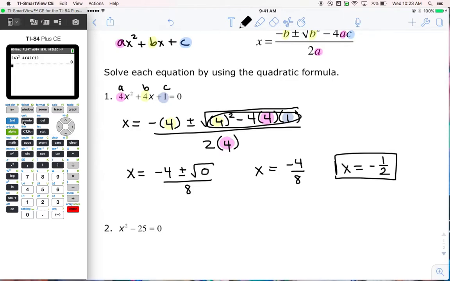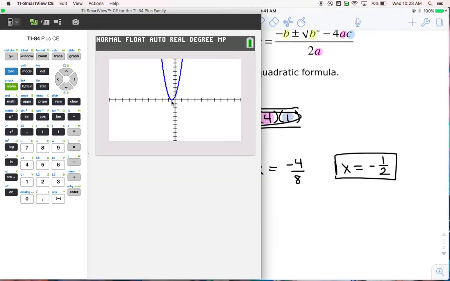Before we go any further, y'all, I got to show you something. If I look at my calculator, see how I already typed in the 4x squared plus 4x plus 1? I already typed this in there. Let's look at my graph. This is negative 1/2 x. Isn't that what we found, negative 1/2? That's my 0, negative 1/2. So this formula will find your answer for you.